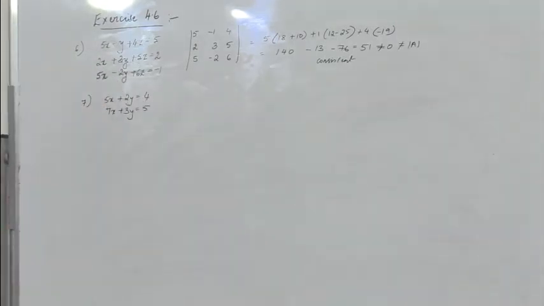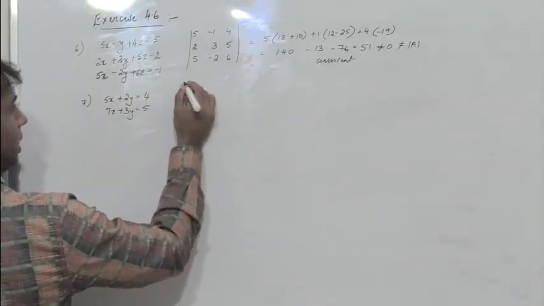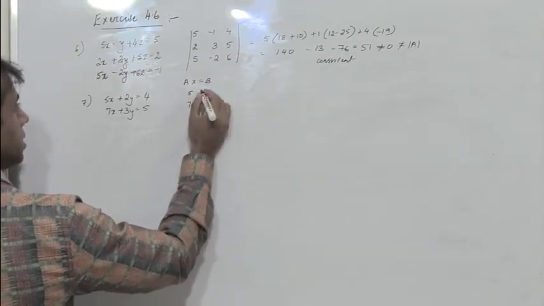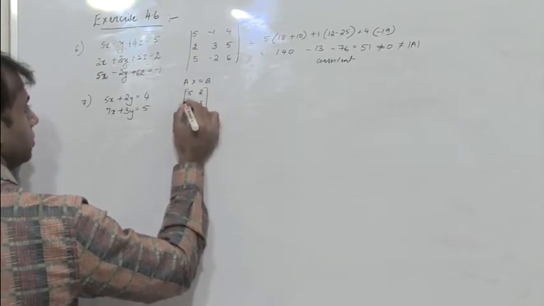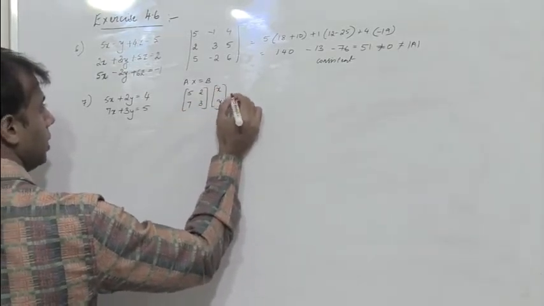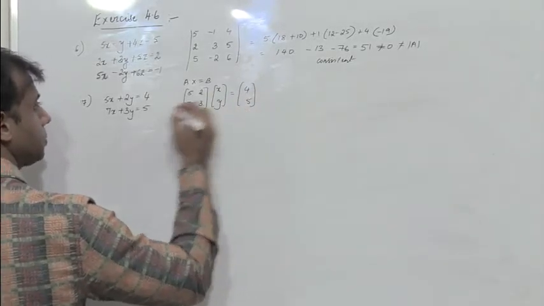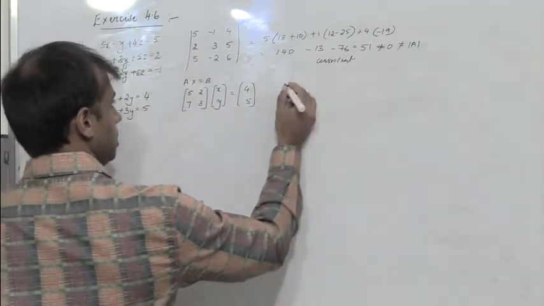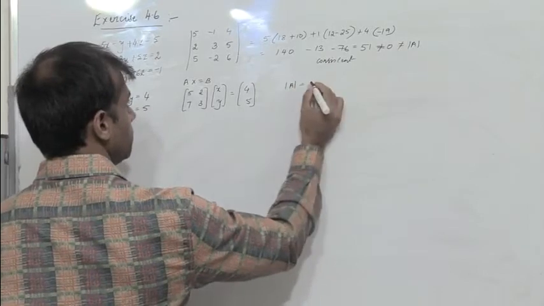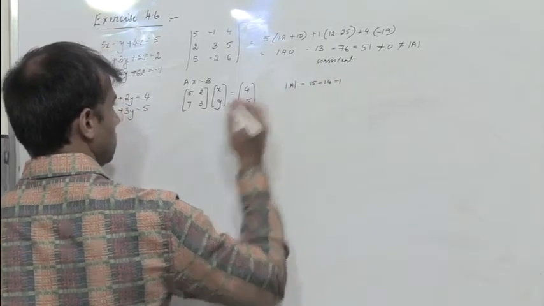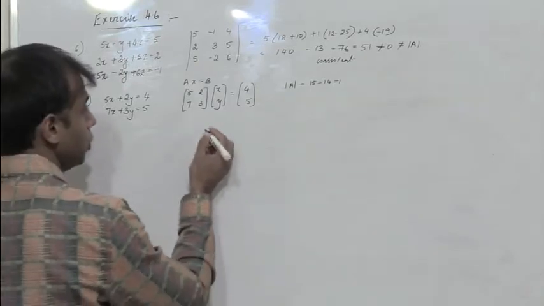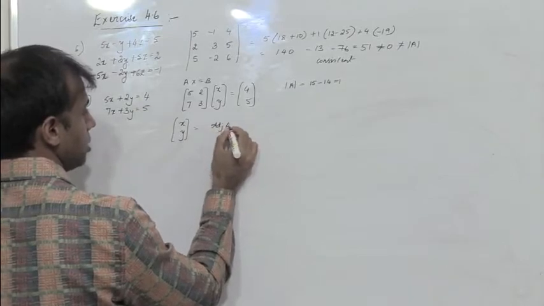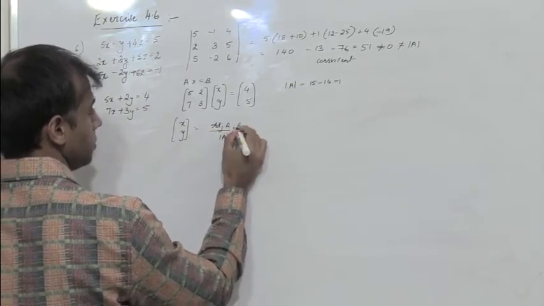So we need to solve for x and y. So writing it in the form AX equal to B. So I have coefficients of x, that is 5 and 7, coefficients of y is 2 and 3, into x, y equals 4 and 5. So xy is nothing but A inverse into B. So to find the inverse, I need to find the value of the determinant, which is 15 minus 14 equal to 1. Okay, so therefore we have xy equals adjoint A divided by determinant into B.